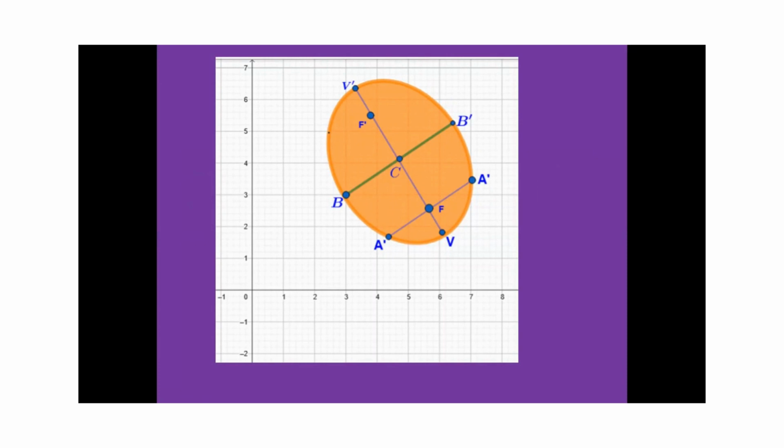C is the center of an ellipse, which is the intersection of the major and minor axes. The distance from B to B prime is the major axis. The distance from B to B prime is the minor axis. The distance from A to A prime is the latus rectum, which is perpendicular to the major axis.